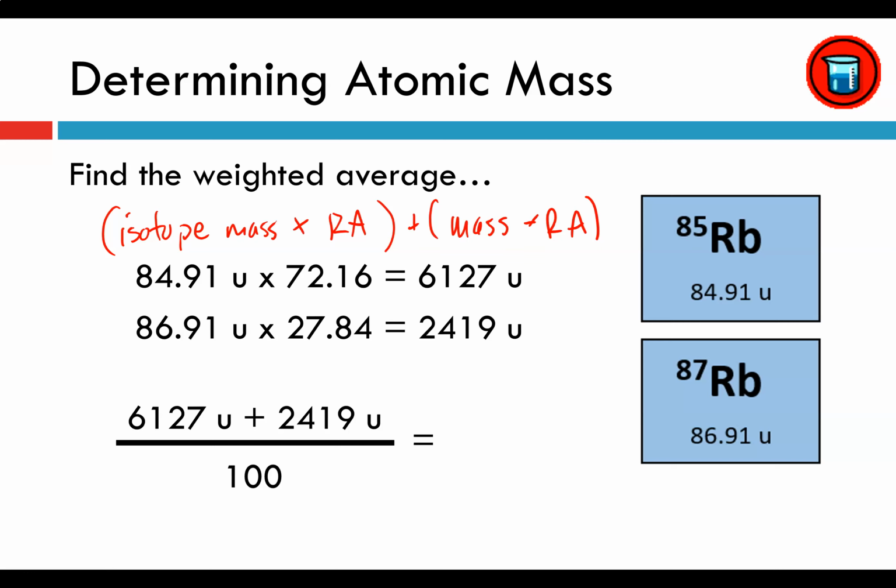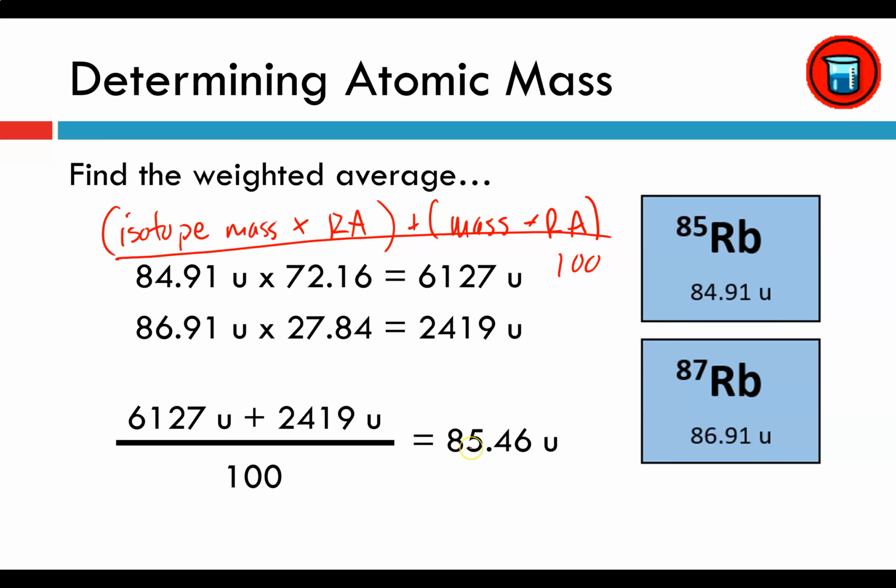I'm going to divide by 100 because those are percentages. And I should end up with the average atomic mass of rubidium. I calculate 85.46 U, which again is extremely close to what we've got in the periodic table. You might have gone through and taken the percentages and first converted them into decimals, completely fine, then you wouldn't need that divide by 100 step at the end.